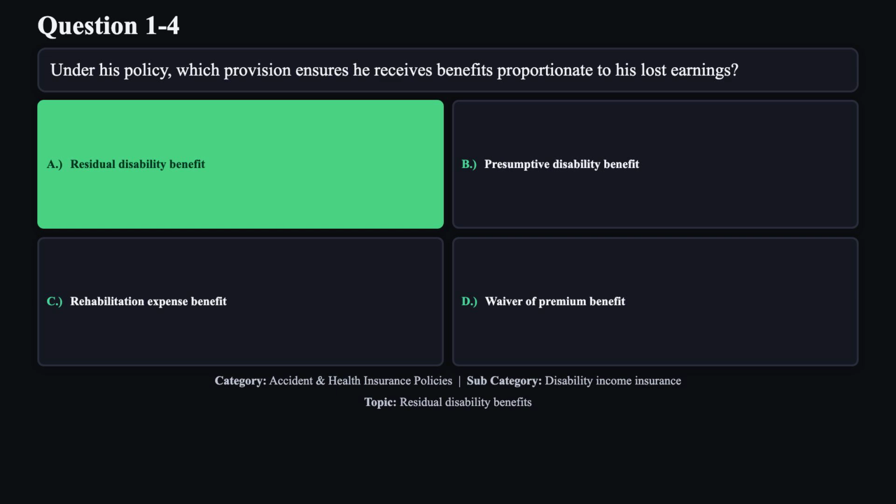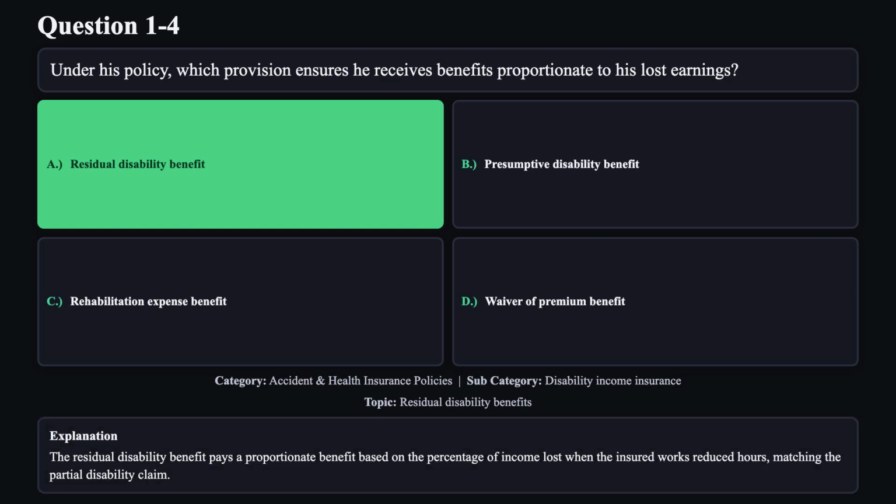The correct answer is A. The residual disability benefit pays a proportionate benefit based on the percentage of income lost when the insured works reduced hours, matching the partial disability claim.